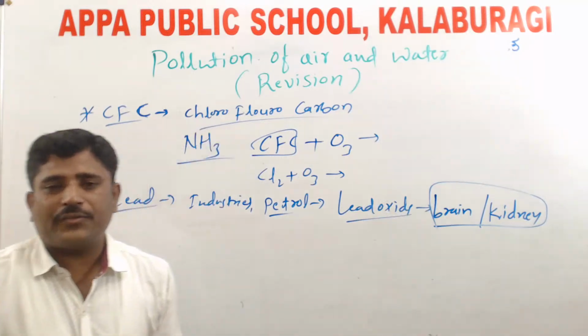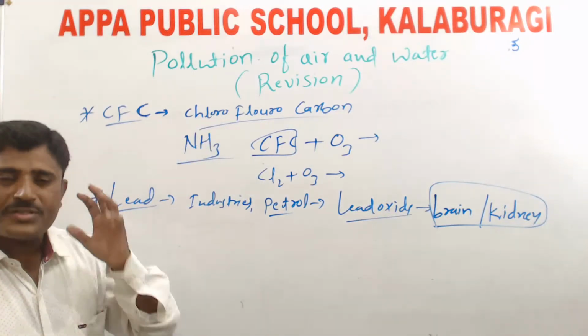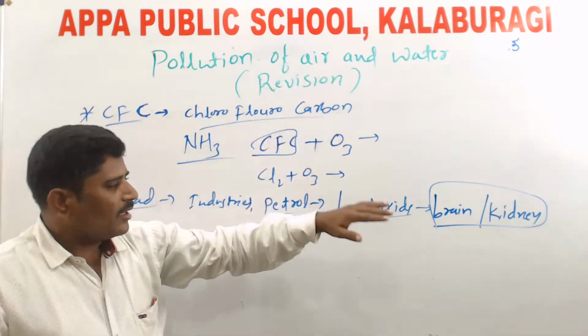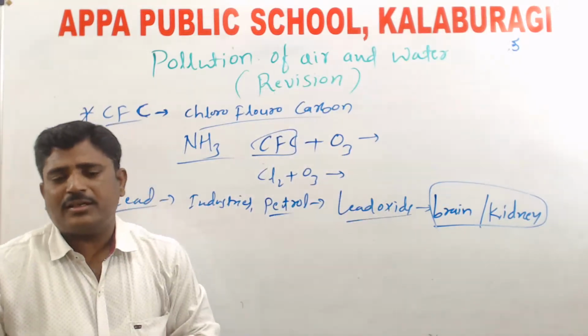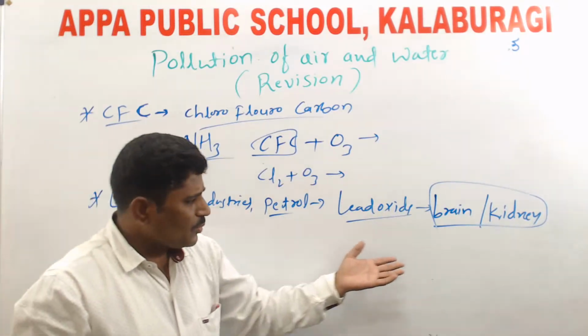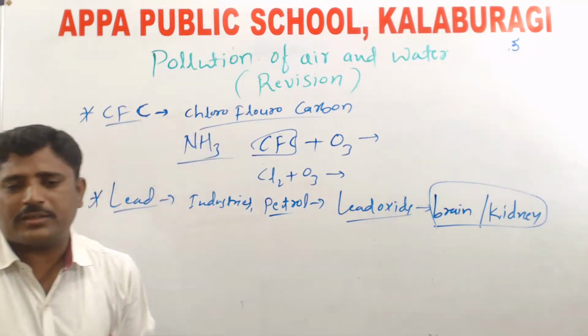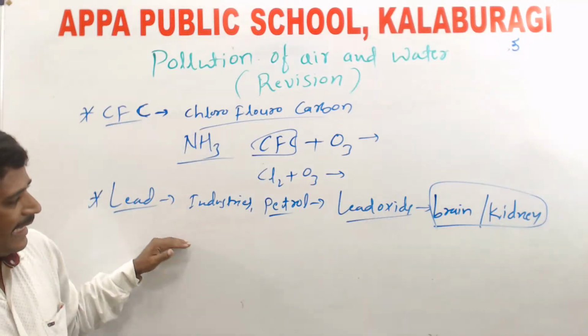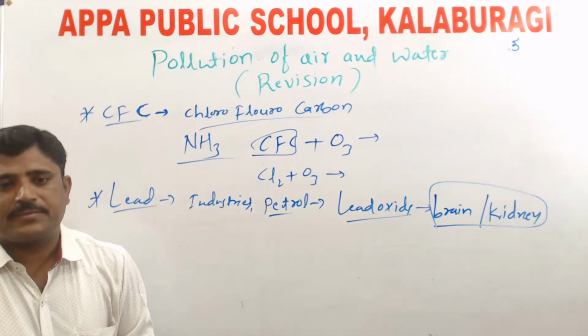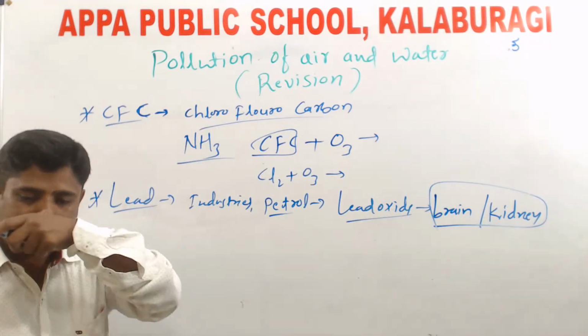And it affects the nose as well as the eyes. Any air pollution affects the eyes and nose, and causes headache and giddiness. So many problems are there. Especially lead oxide affects the brain and kidney, causing brain disorders.